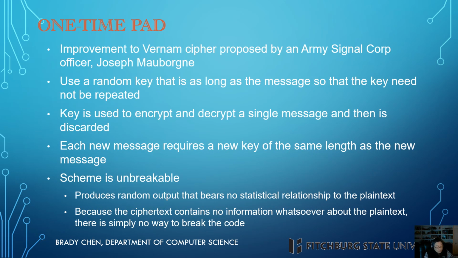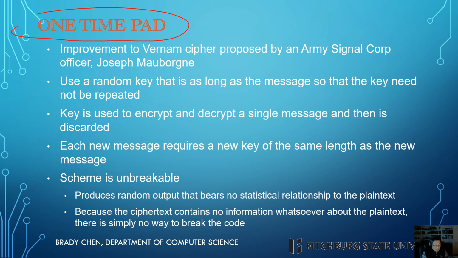Now the question is, how secure is the Vernam cipher going to be? The answer lies in the key string: how random the key looks. The more secure the key, the more secure the algorithm. One of the improvements to the Vernam cipher was proposed by an Army Signal Corps officer, Joseph Mauborgne. He basically used a random key. It's called a one-time pad. You use a random key that is as long as the message, so that the key need not be repeated. Of course, if the key is completely random, then that's the safest cipher.